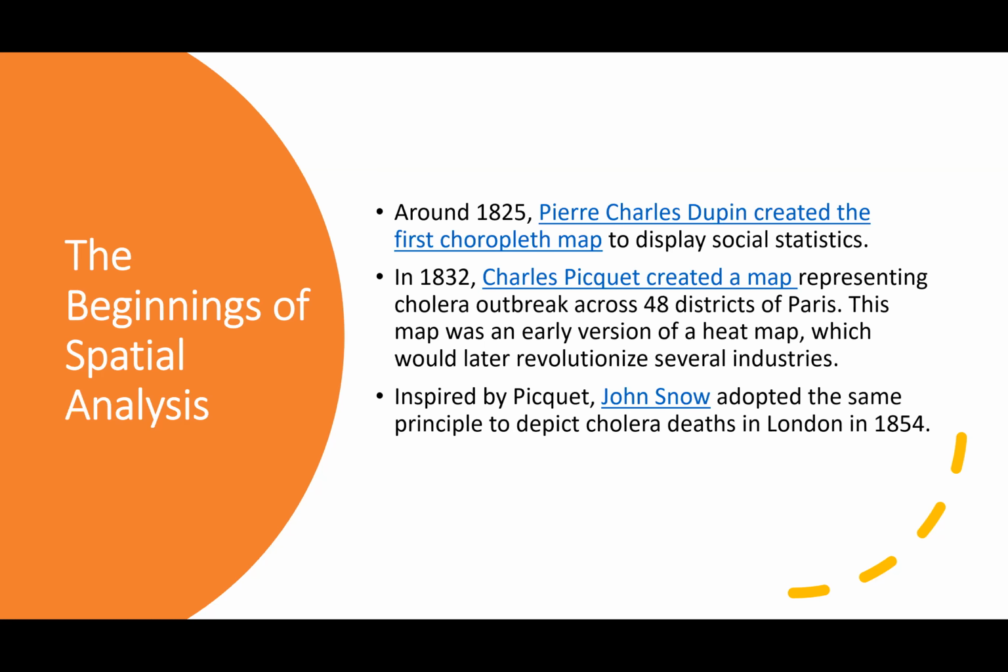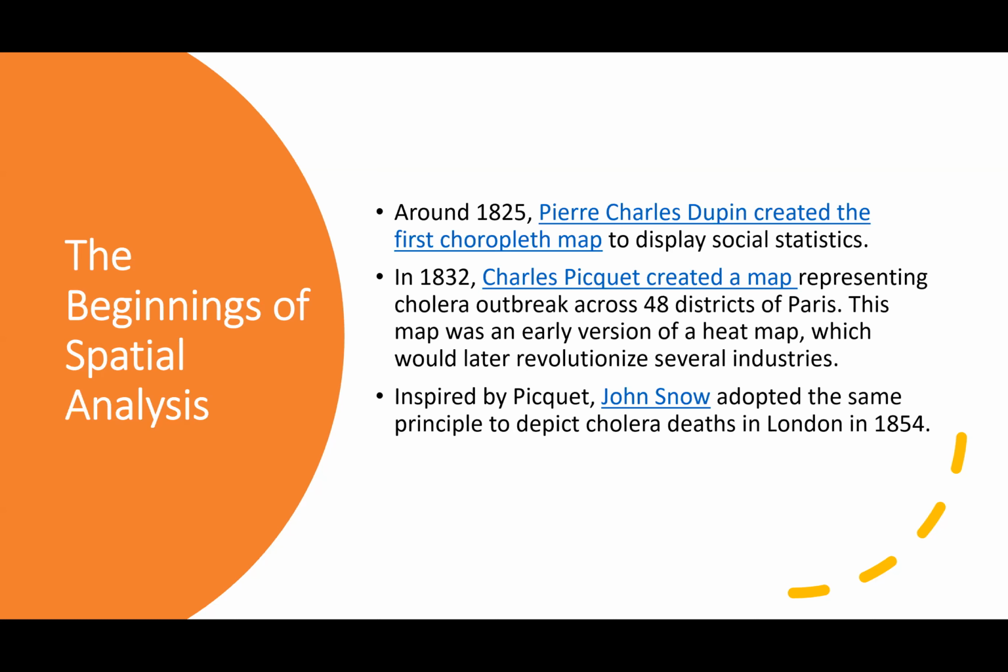So more information about people, using a layering technique to lay information about people on top of each other. And in 1832, Charles Piquet created a map representing the cholera outbreak across 48 districts of Paris. And that was later followed by John Snow, who used the same technique to depict cholera deaths in London.